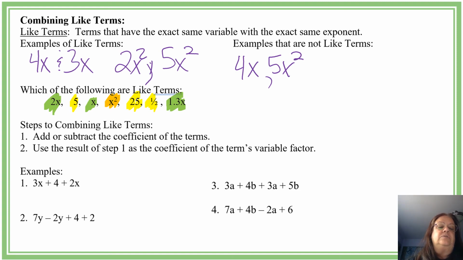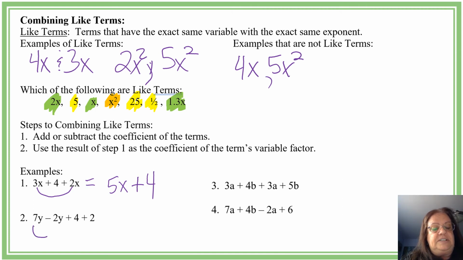All right, so steps to combining like terms. Add or subtract the coefficient of the terms. Use the results of step 1 as the coefficient of the terms variables. So what does that mean? Well, I look at this and I have 3x and 2x. So I'm going to add those two together first. 3 and 2 is 5, so that gives me 5x. And I only have the constant left. So I've simplified it. I've combined like terms.